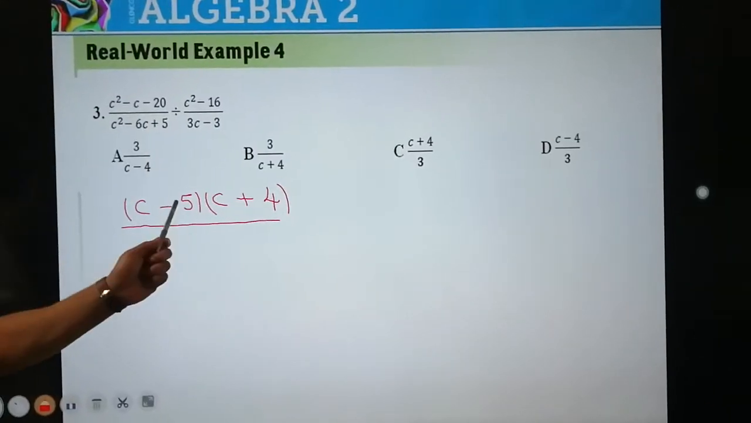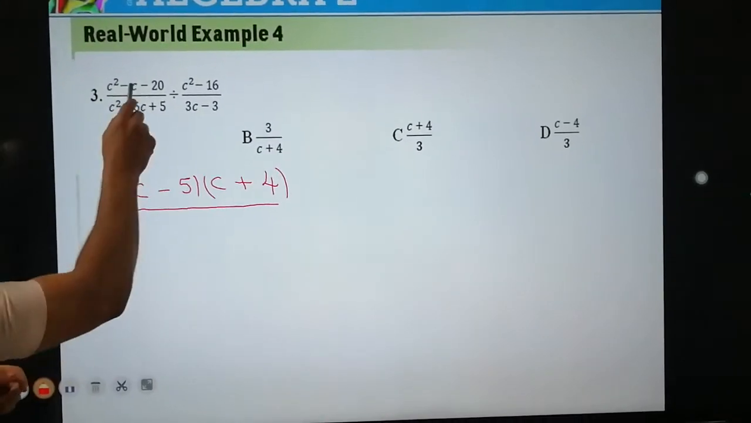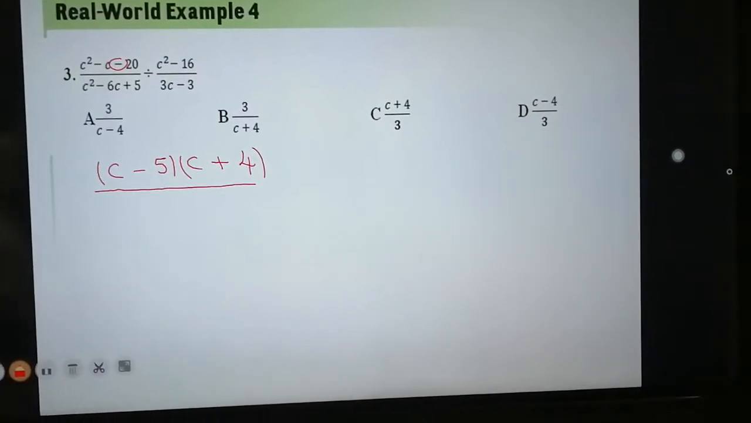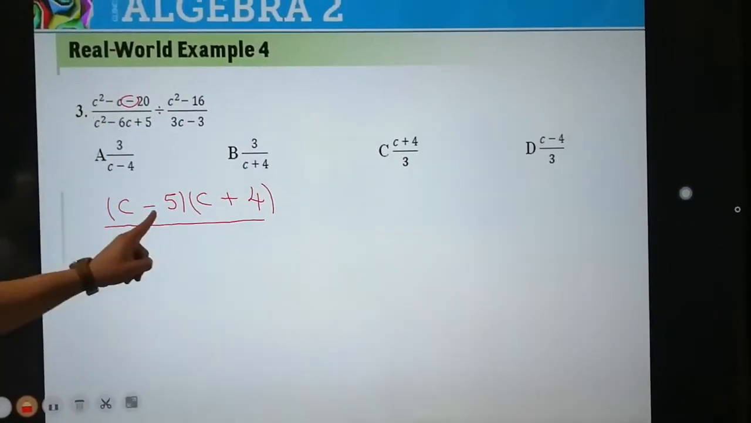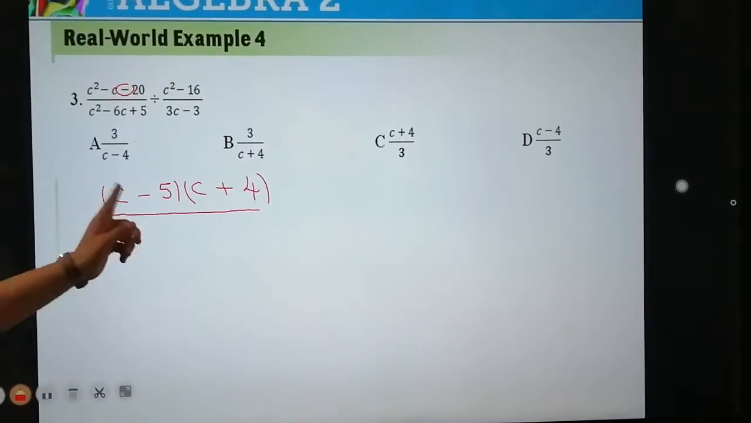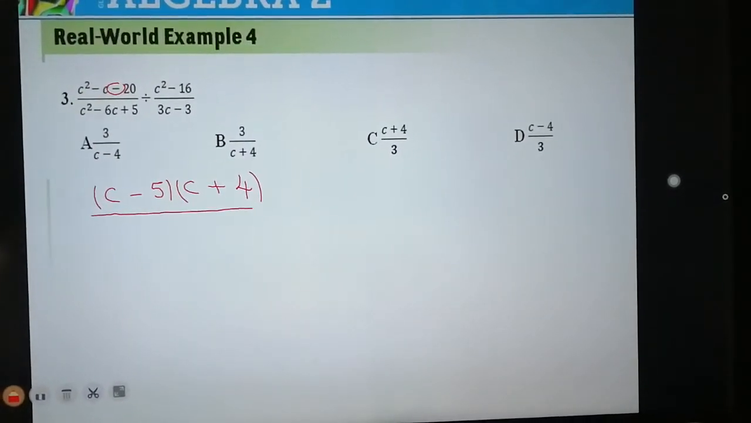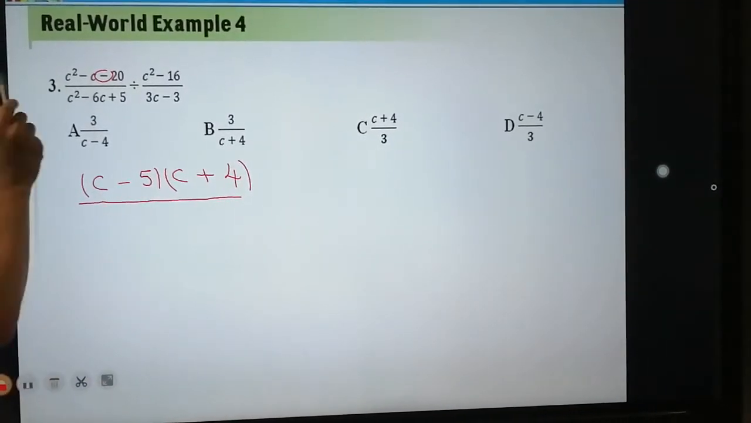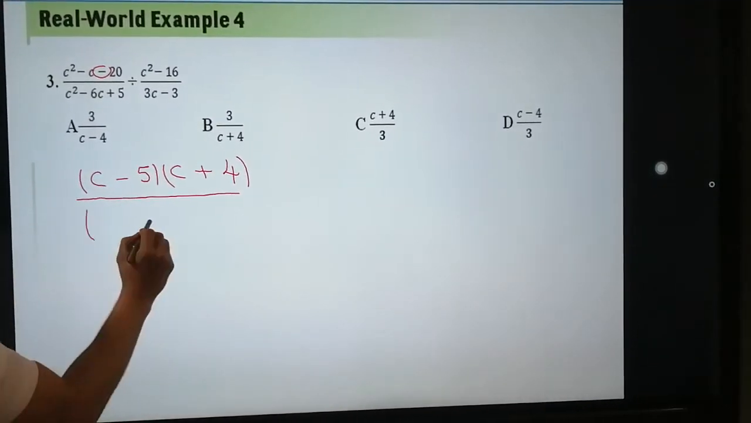Okay, we have 20. This is a negative sign, it means the signs are different, one positive and one negative, and the bigger one takes the negative sign. The difference gives me negative 1. Okay, negative 5 and here positive 4. Okay, now the same way for the other trinomial.